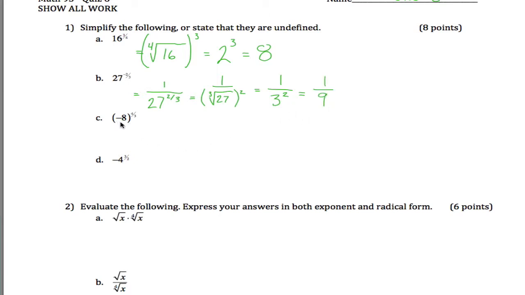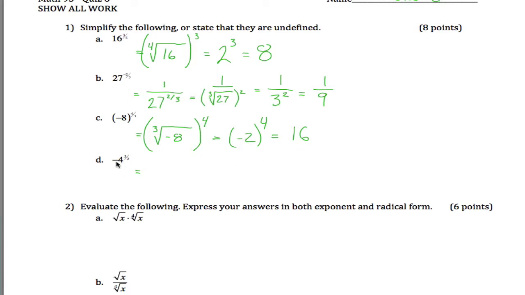All right, negative 8 to the 4/3 power. One way to write that would be, it is the cubed root of negative 8 raised up to the 4th power. Cubed root of negative 8 is negative 2, because negative 2 times negative 2 times negative 2 is negative 8. And negative 2 to the 4th power is positive 16. Negative 2 times negative 2 is positive 4, times negative 2 is negative 8, times negative 2 is positive 16.